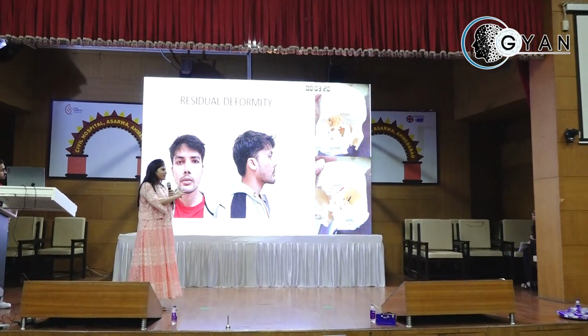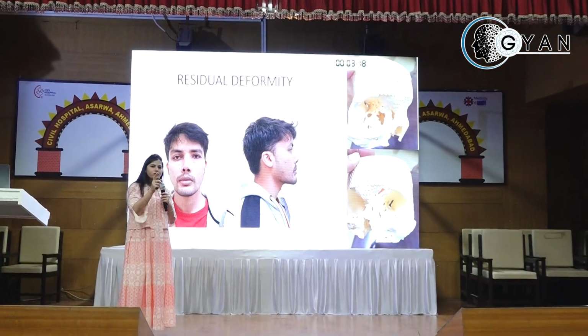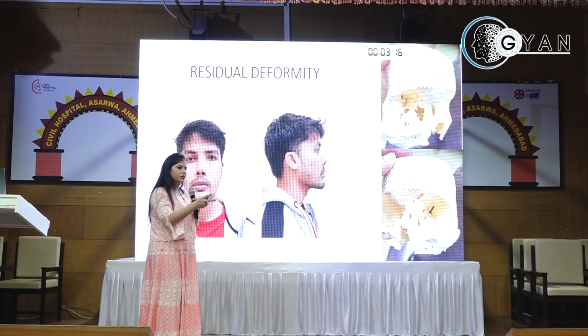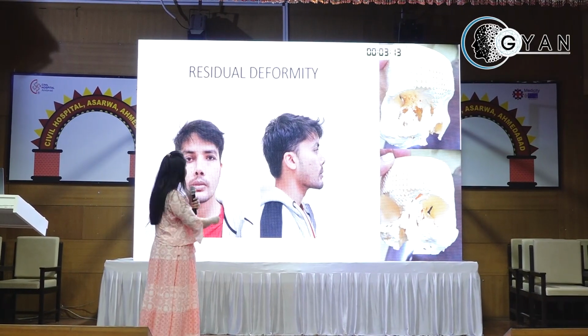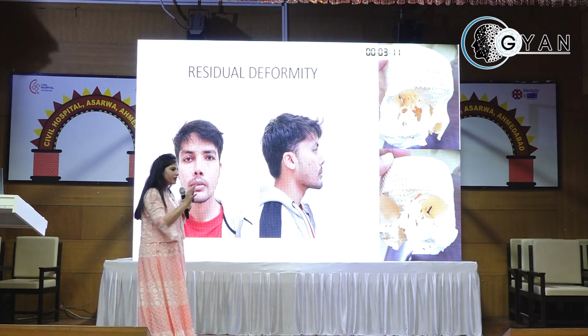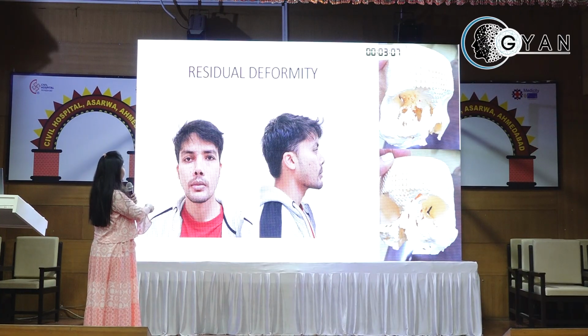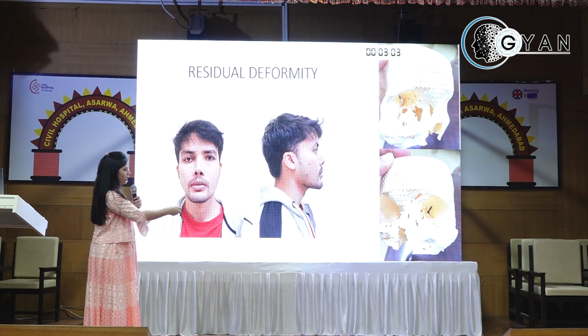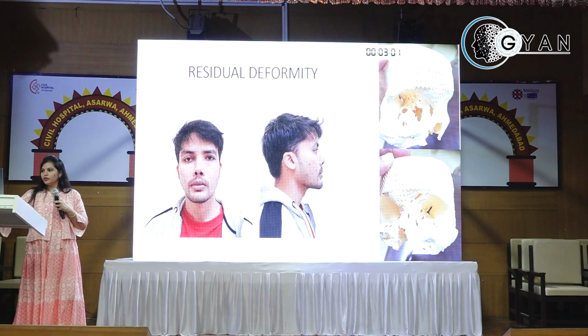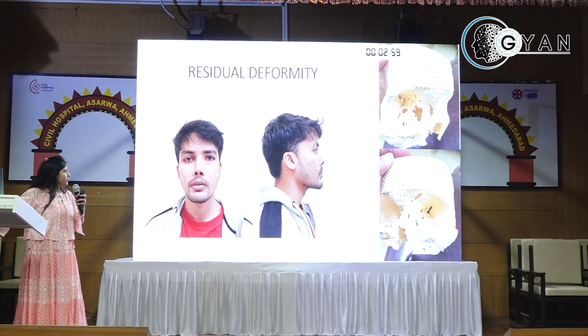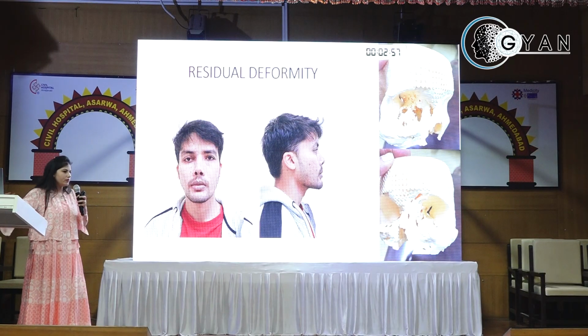Okay, so one last case can we take up? A case of residual deformity, already operated twice, coronal flap already taken, mesh, rhinoplasty, everything has been done. The patient is concerned about the hollowing of this side of the eye. As you can see, this side is depressed totally inside and that side has come outside.